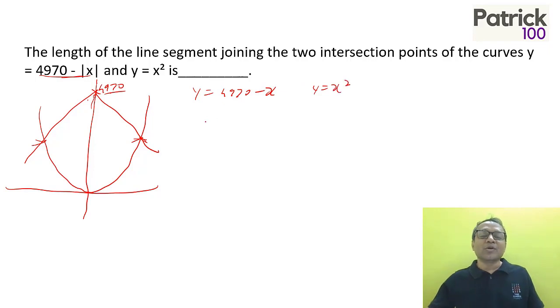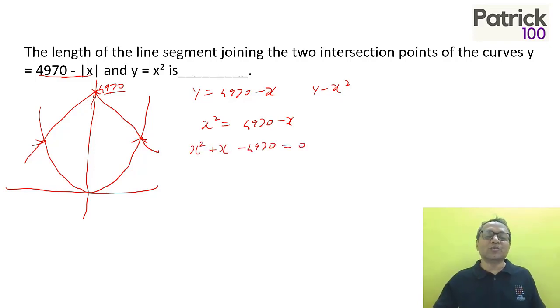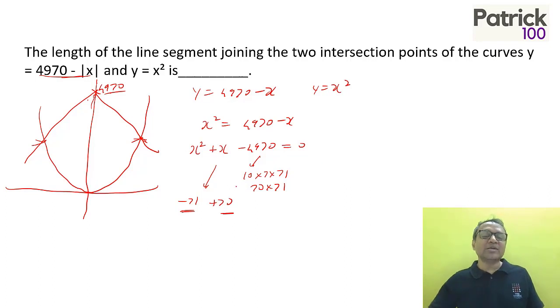Equate y. So basically we get x square equal to 4970 minus x, or x square plus x minus 4970 is equal to 0. If you break up 4970 into factors, you can make out there is 10, 7, 71, or 70 into 71. So the factors of this will basically be minus 71 plus 70. The easier way to do it is you break it up as plus 71 minus 70, divide by the coefficient of x square and change the sign. It becomes minus 71 plus 70.